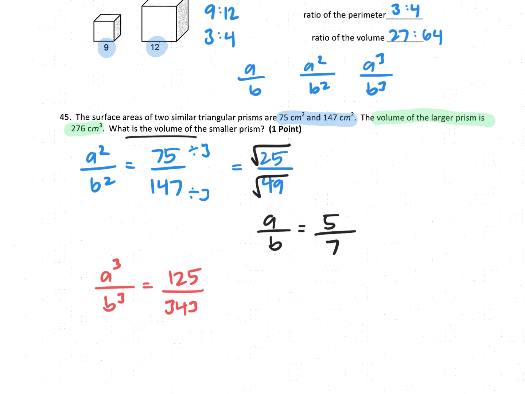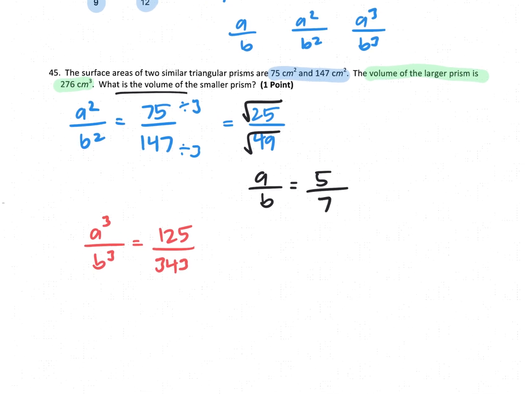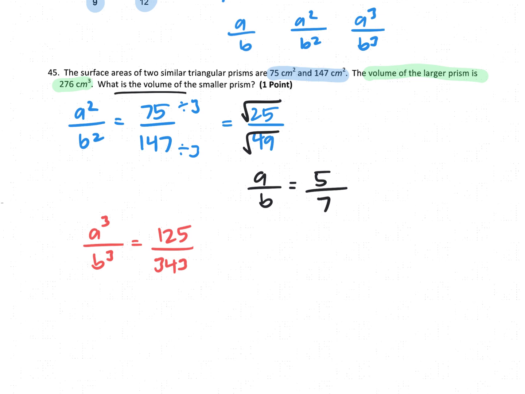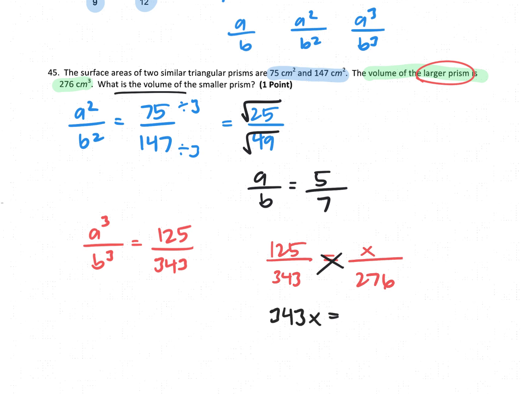Okay, so now I can set up my cross proportion to solve. So I'm going to set up 125 over 343 is equal to x over the larger prism. So larger prism is going to go on bottom here because my larger number's on bottom. 276 down here, x on top. Now it's just a quick little cross multiplication problem. We get 343x equals 34,500. Then quick little one step here, divide by 343.